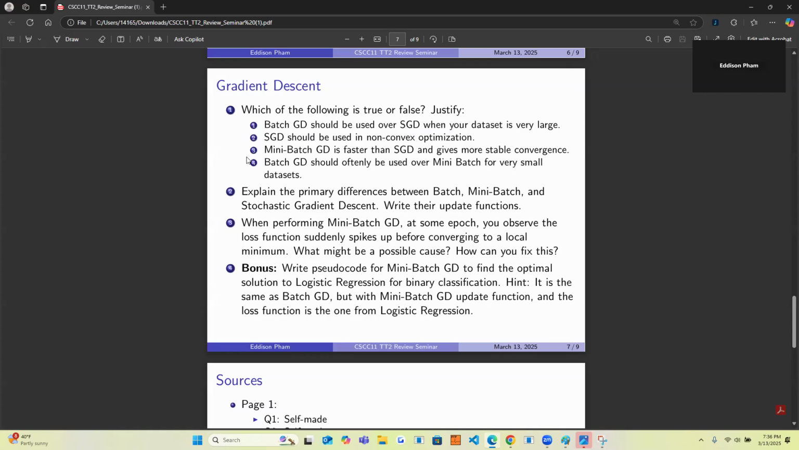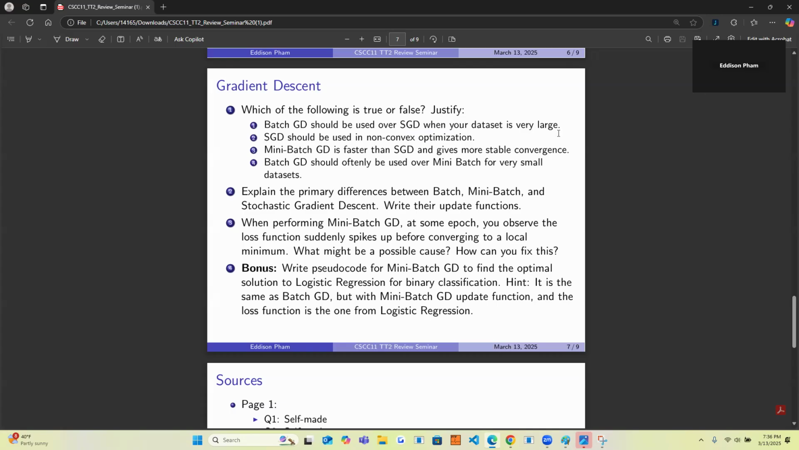Yes, you're correct. It is slower, but it is more stable. The reason why it's slower is the same reason why batch GD is. So can you explain number two again? Why should SGD be used in non-convex optimization?